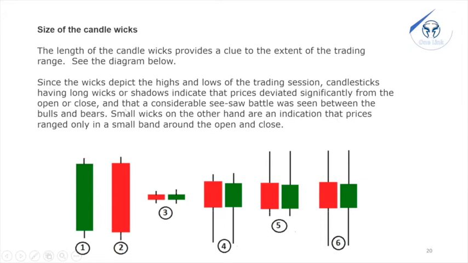That shows a considerable seesaw battle between the bulls and bears. When you have this kind of tail, like a seesaw battle, it means each side is fighting like a tug of war, pulling to their own side. So that's what is happening, the battle is on. A small wick on either side indicates the price range was only a small band around the open and close. That means a small battle, and this is like a longer battle and all that.